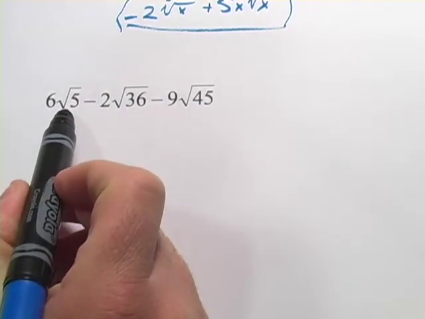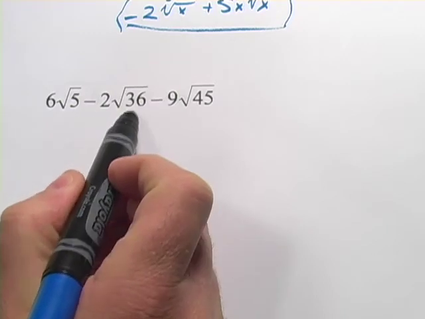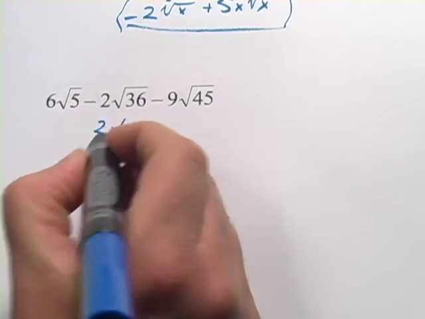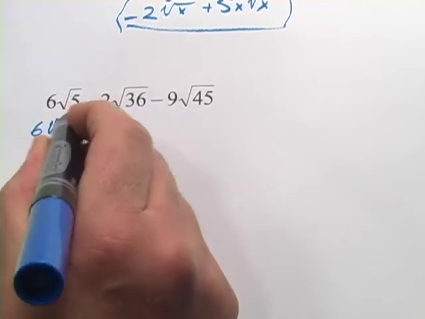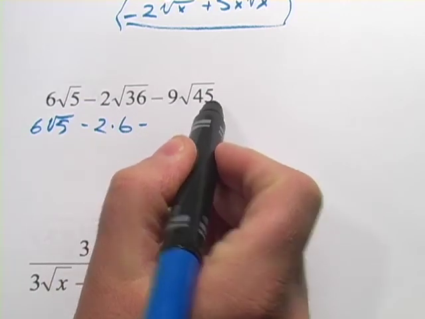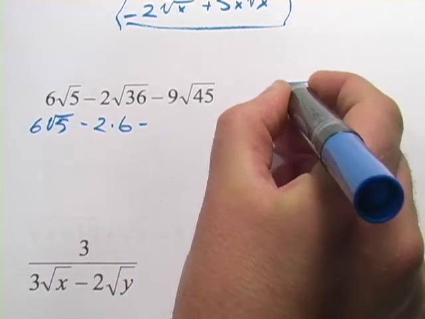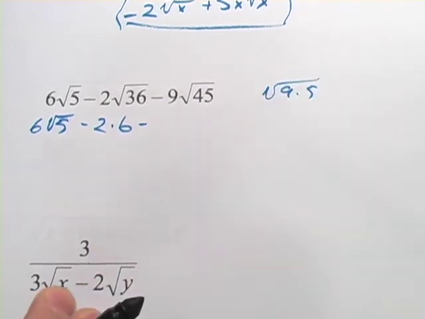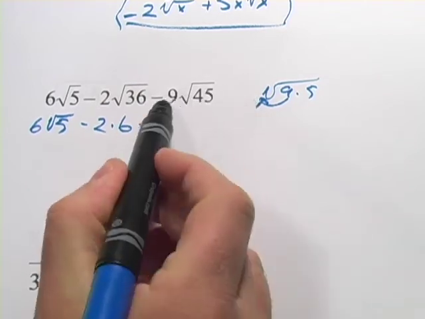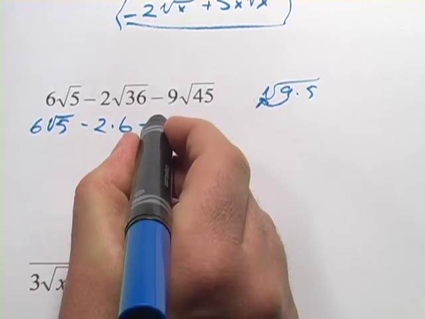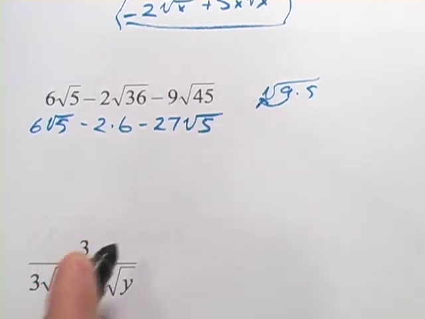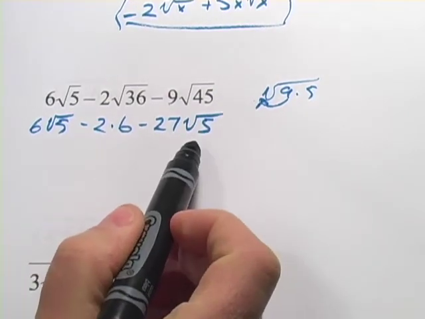We've got 6 times the square root of 5 minus 2 times the square root of 36. Well, you should know square root of 36 is 6, so that's just 2 times 6. And then I've got 9 times the square root of 45. Well, 45, you could factor to 9 times 5, and the square root of 9 is 3. So we're going to take a 3 out there and multiply it by that 9. So that's going to be minus 27, and then what gets left inside the square root sign is just that 5. So minus 27 times the square root of 5.